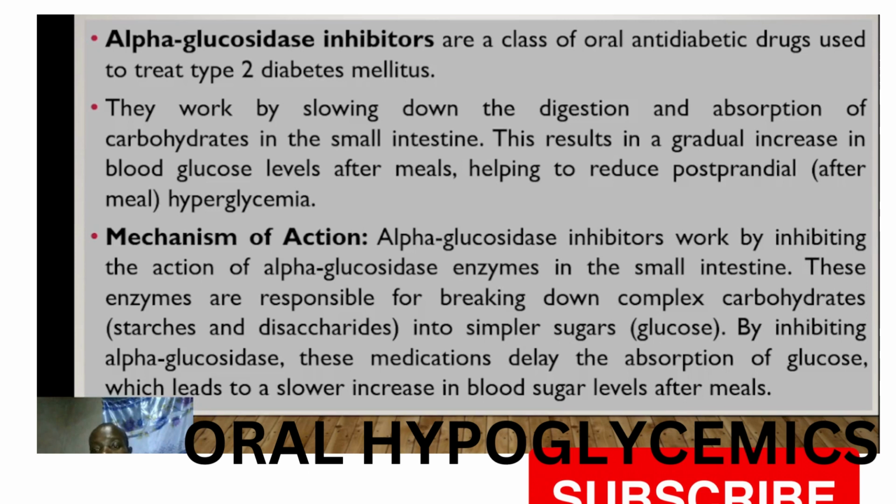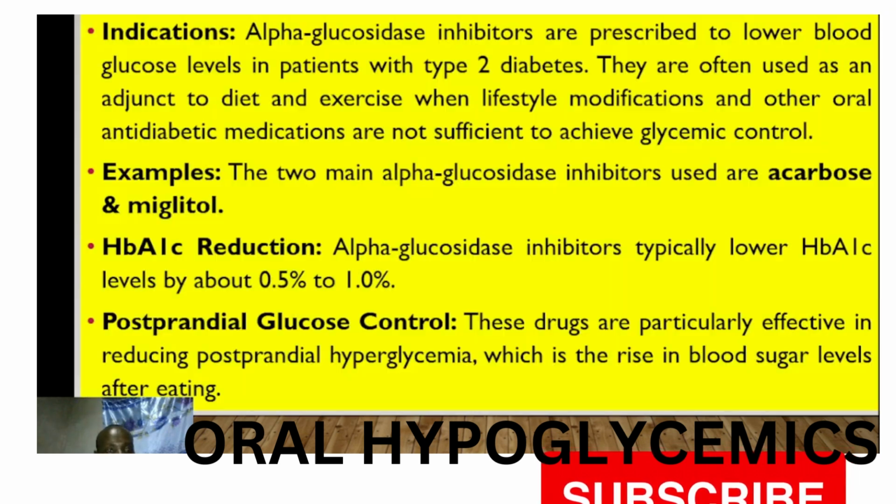Alpha glucosidase inhibitors work by inhibiting the action of alpha glucosidase enzymes in the small intestine. These enzymes are responsible for breaking down complex carbohydrates such as starches and disaccharides into simpler sugars, glucose. Remember, the simplest form of carbohydrate is glucose. So these inhibitors block that conversion of complex into simple sugars for absorption. When that happens, it delays the absorption of glucose, which leads to a slow increase in blood glucose level after meals.